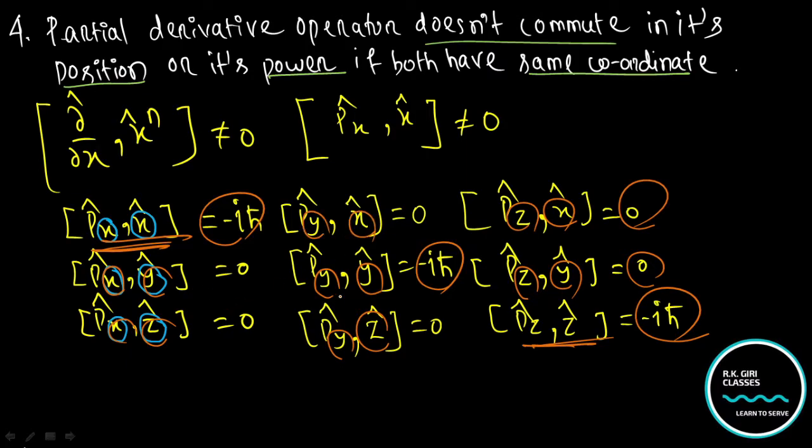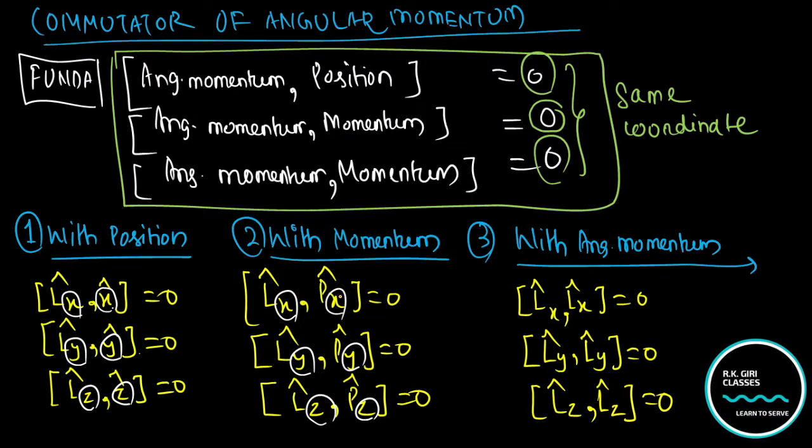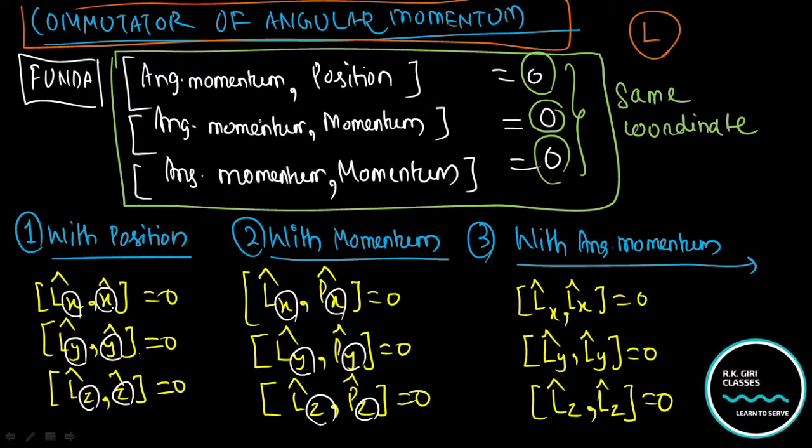Clear this point? Now coming to the next point, the commutator of angular momentum, right? Angular momentum is represented like this, L. So if you take the commutator of angular momentum with position, or angular momentum with momentum, the value will be 0. That means they will commute. This is the trick case, and we are not going into detail on the derivation, we are just finding the trick if they have the same coordinate.